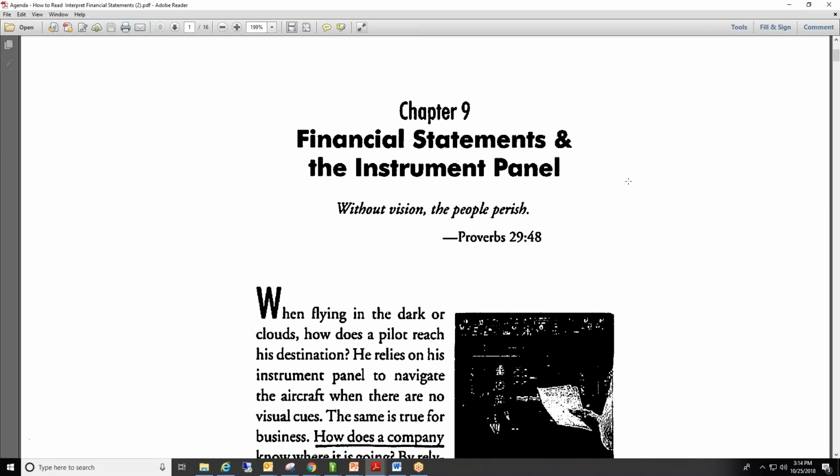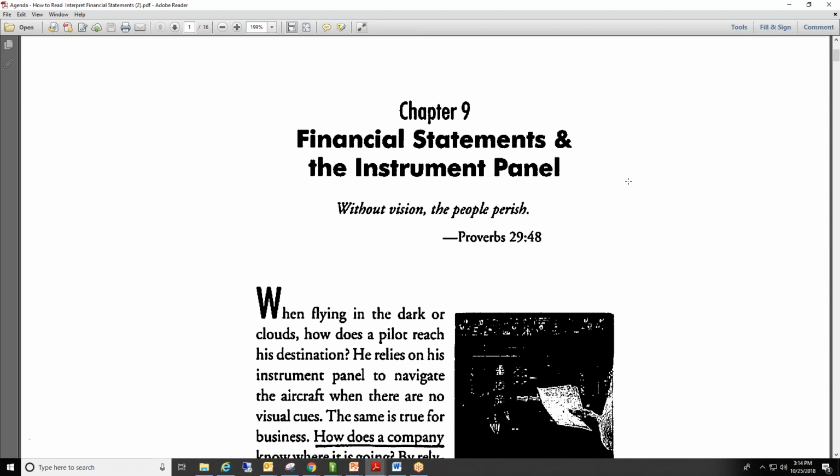In my book, I talk about financial statements, and I compare flying an airplane with running a business. It's similar to the cockpit in an aircraft. The cockpit will tell you how fast you're flying, your speed, your altimeter, your GPS, where you are and where you're going.